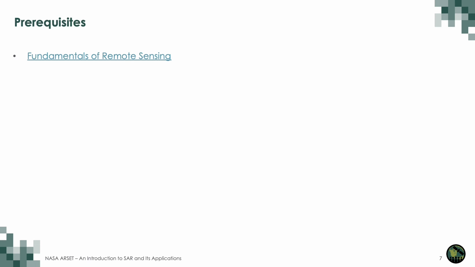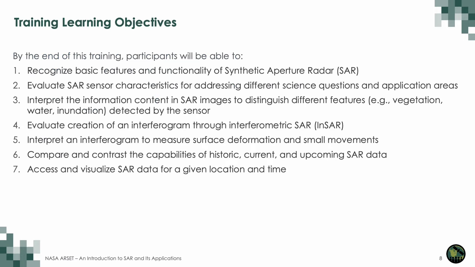The prerequisite to this webinar series is the fundamentals of remote sensing. And these are the learning objectives for this webinar series. So by the end of this webinar series, participants will be able to recognize basic features and functionality of SAR, evaluate SAR sensor characteristics for addressing different science questions and application areas, interpret the information content in SAR images to distinguish different features detected by the sensor, evaluate the creation of an interferogram through interferometric SAR, interpret an interferogram to measure surface deformation and small movements, compare and contrast the capabilities of historic, current, and upcoming SAR data, and finally, to access and visualize SAR data for a given location and time.